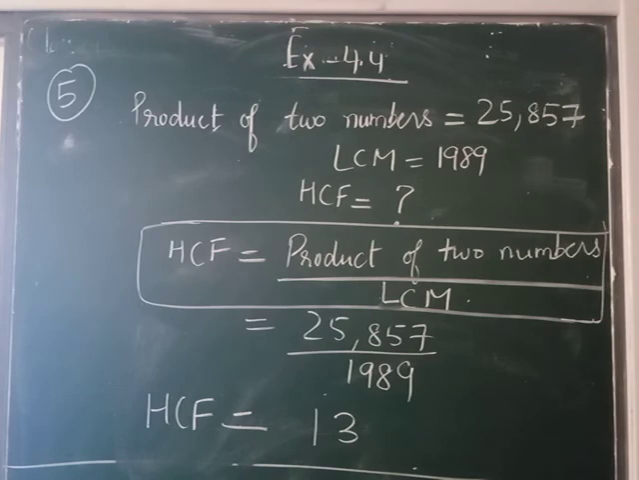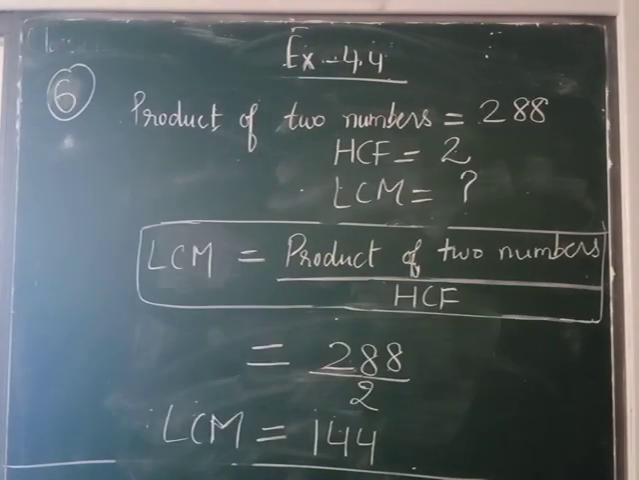Now the fifth sum: the product of two numbers is given, 25,857. LCM is given, 1989. HCF we have to find. Again, the formula for finding HCF. These formulas you have done in class 5th also. So HCF is equal to the product of two numbers divided by LCM. So fill in the values. The product of two numbers is 25,857 divided by 1989. After dividing both the numbers, you will get HCF is equal to 13.